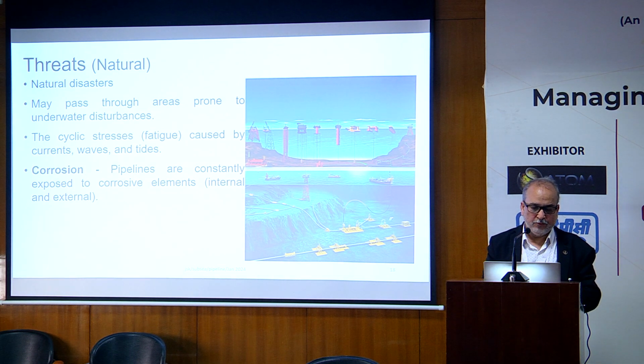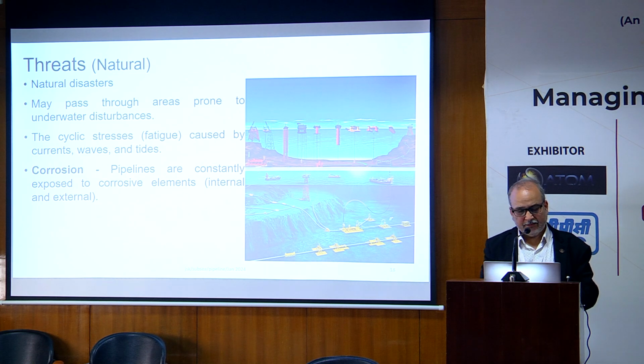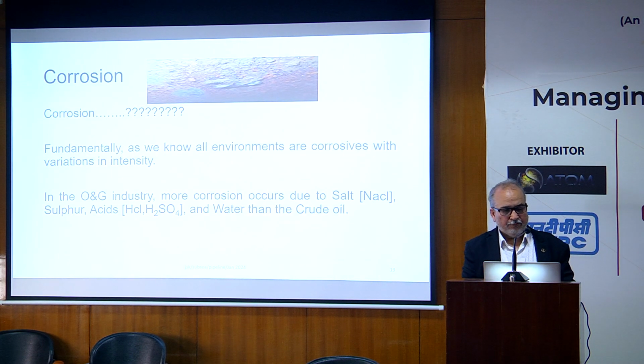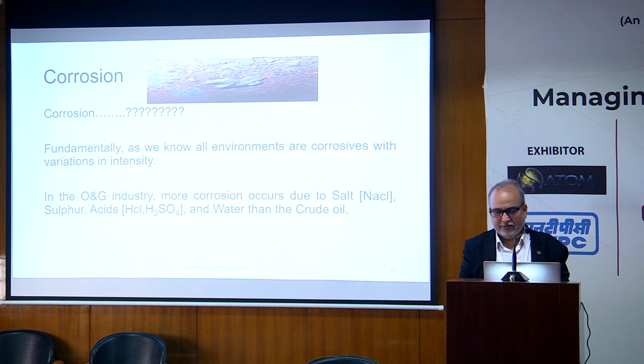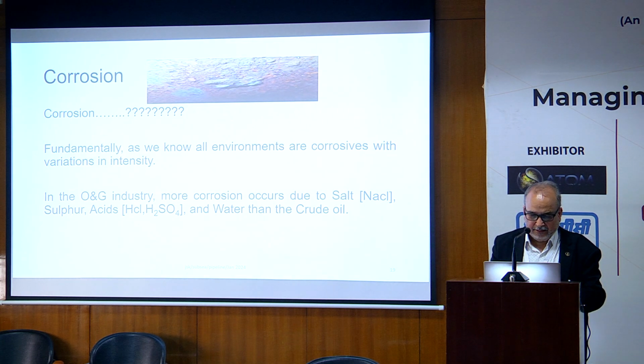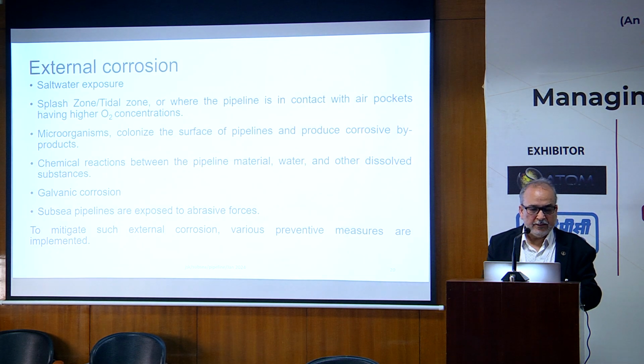Pipelines are constantly exposed to corrosive elements, which could be internal as well as external. Fundamentally, we all know, since morning we have been discussing corrosion, and ONGC is not different from other industries as far as corrosion is concerned. External corrosion: the pipelines are exposed to salt water and splash zones where the oxygen concentration is on the higher side. Then microorganisms colonize and destroy the pipelines.